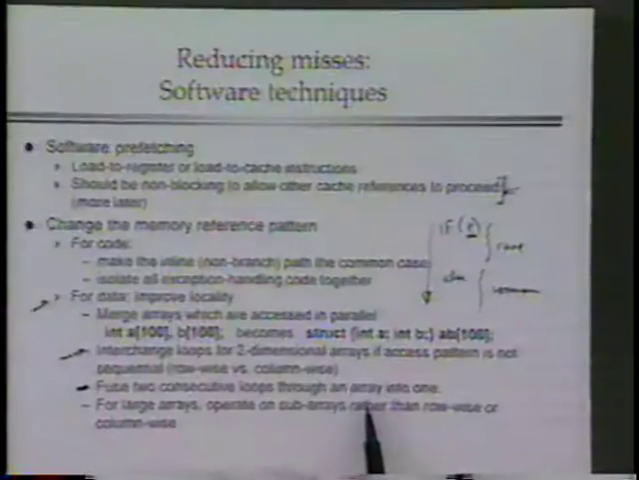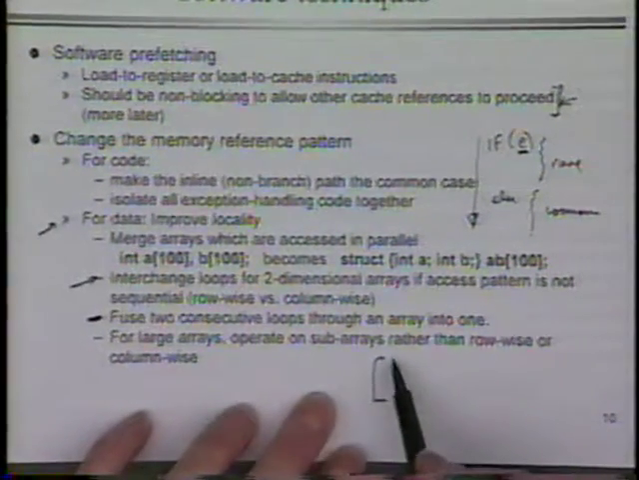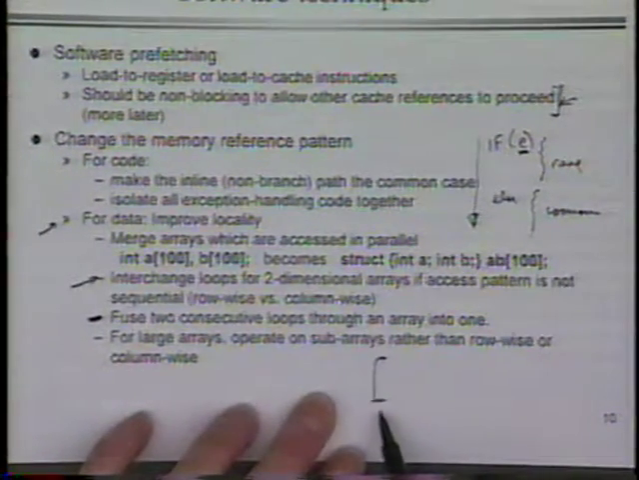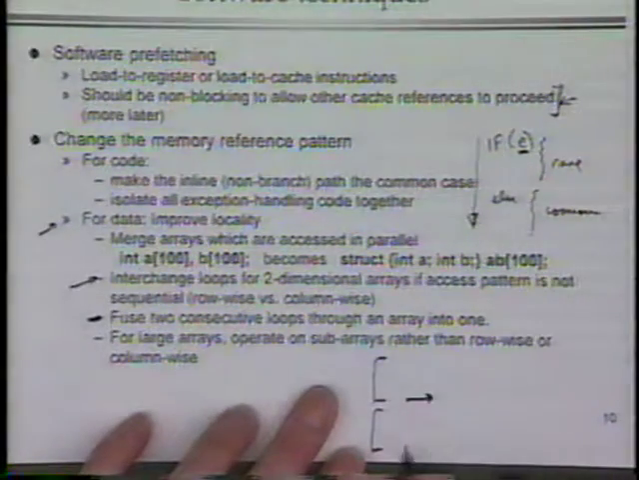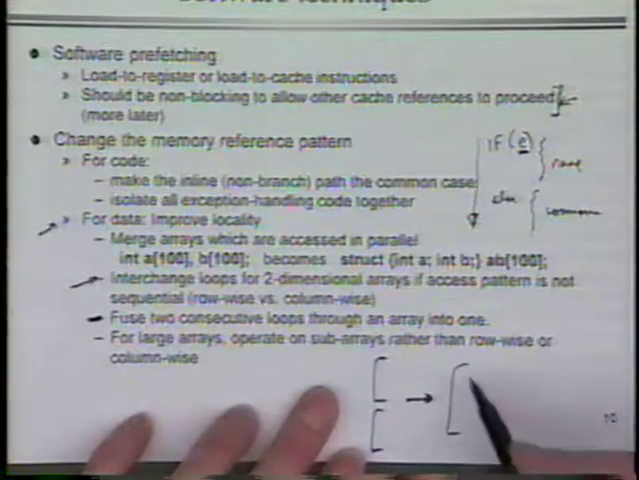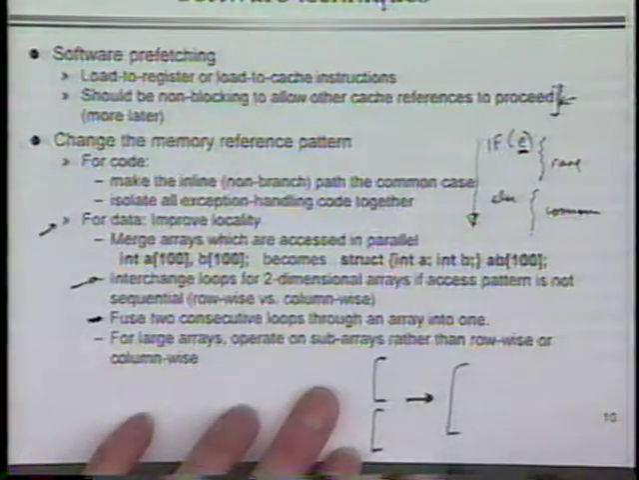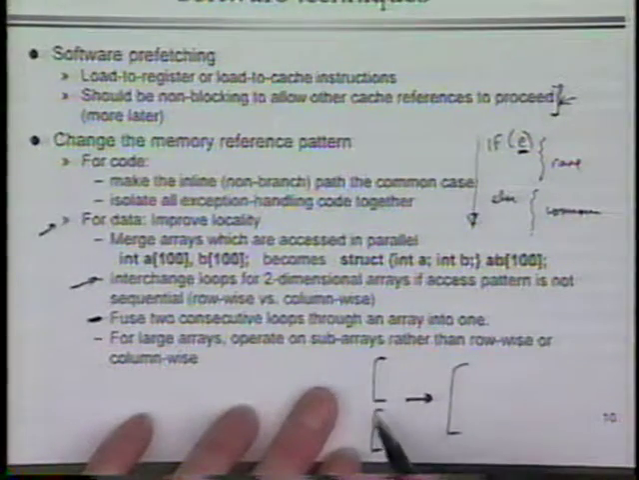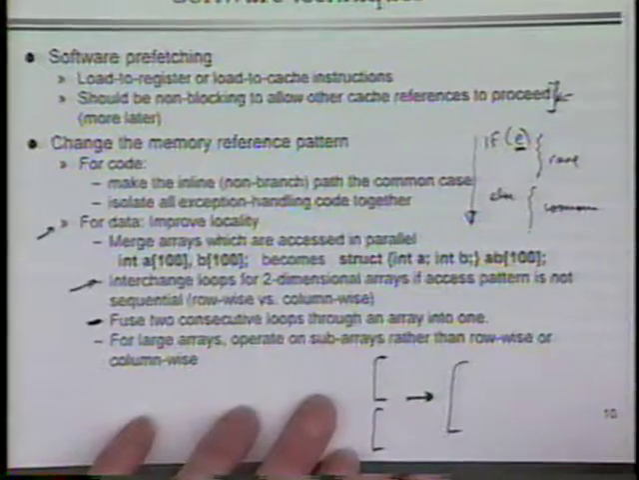Other software techniques? Well, you may have two consecutive loops that operate on an array. You may have a loop that says do something to every element of the array, and another loop that says do something to every element of the array. If you can arrange to combine that into one loop that does both of those things, element at a time, to the entire array, then you've made one pass through the array instead of two passes through the array. If the array doesn't fit in cache, it's a big win.